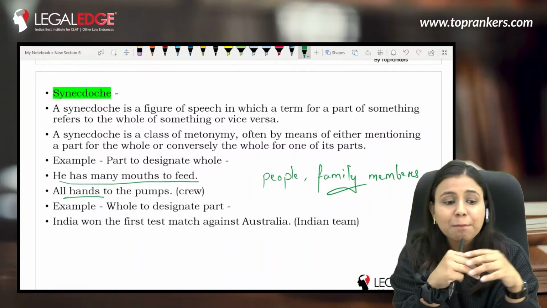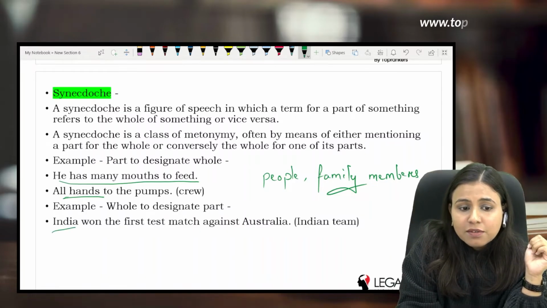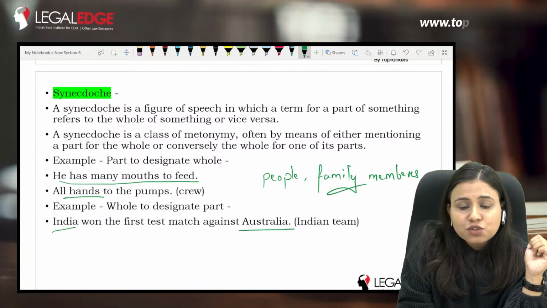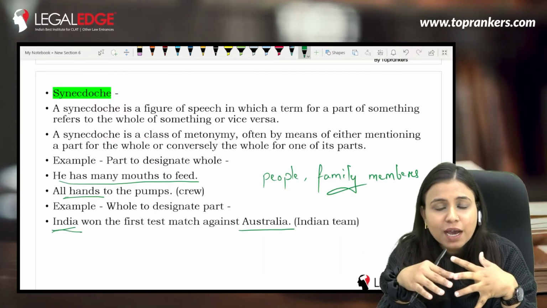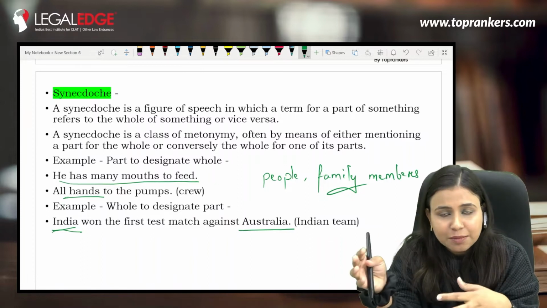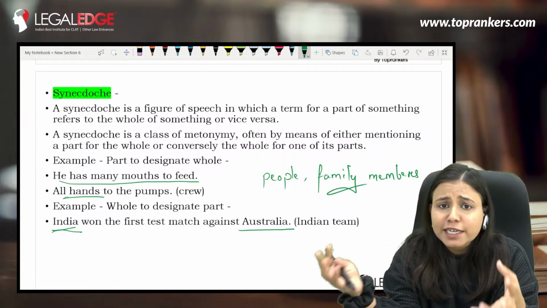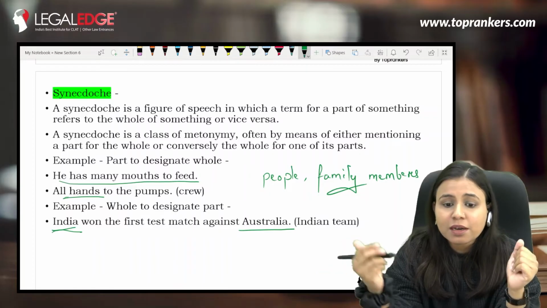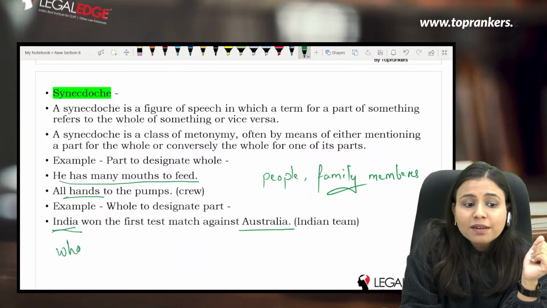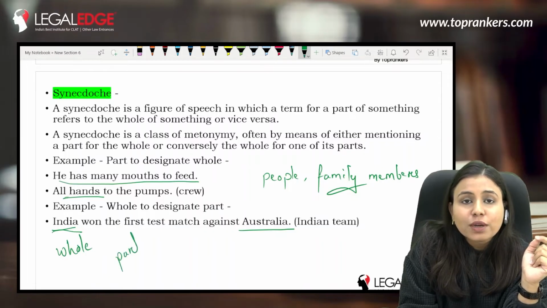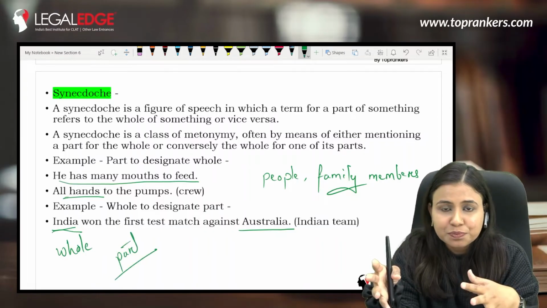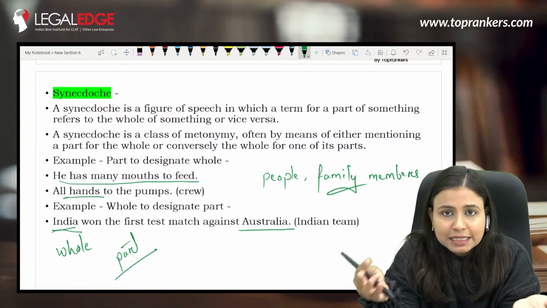For example, India won the first test match against Australia. Now you know it is not actually India as a whole which has won, but the Indian cricket team, or any particular Indian team which has won the match. So here again, the whole of India is used to represent a part, your Indian cricket team. Okay, so this is synecdoche.